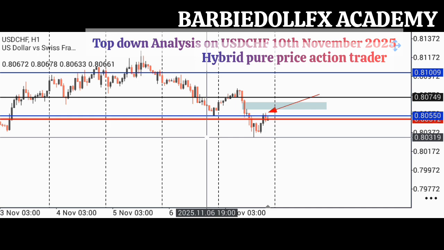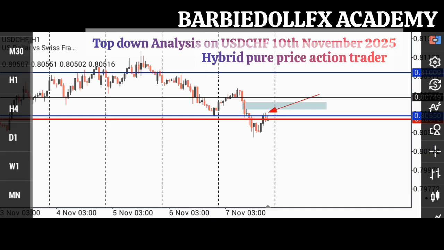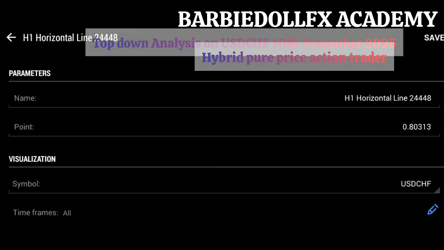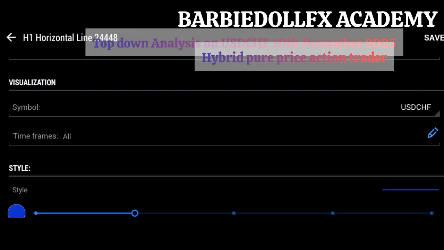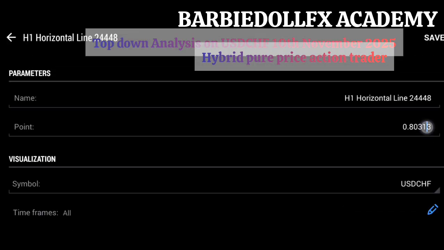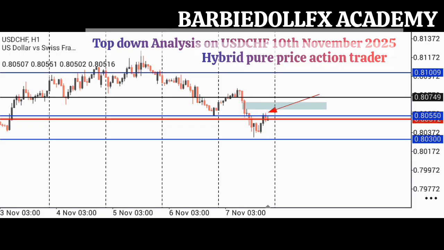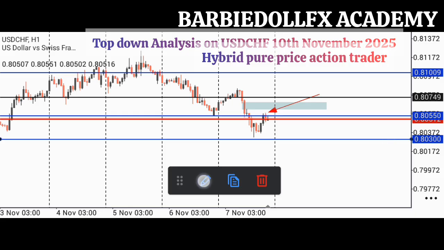Okay, let's round it. Let's use a round number here. Because you know I work with round numbers, but I don't use round numbers. Well, let me use the round number instead of using 313. Okay, let me change the color.